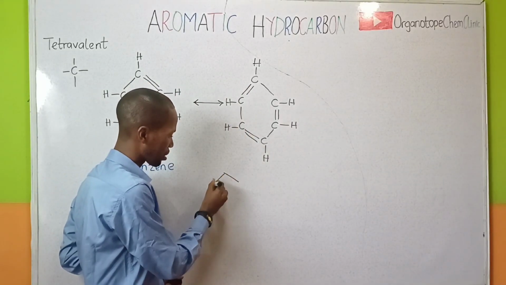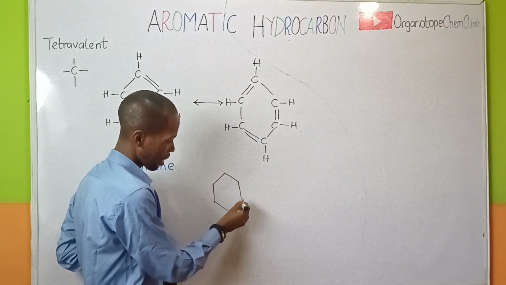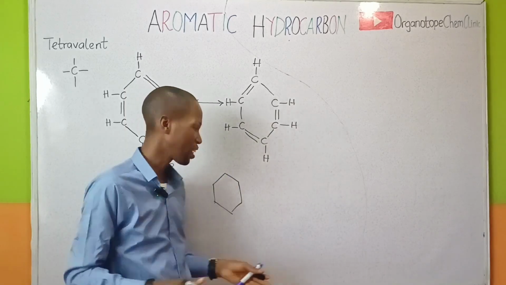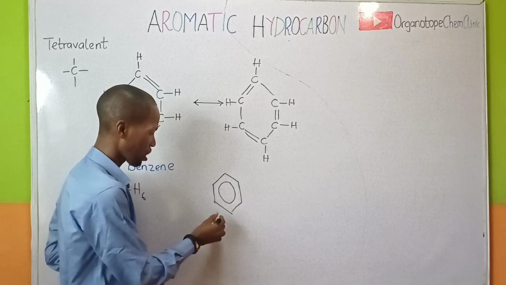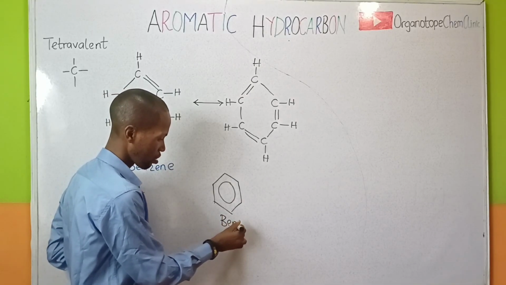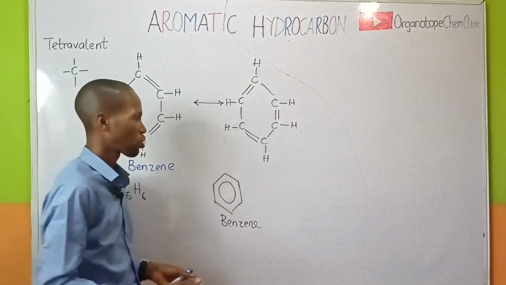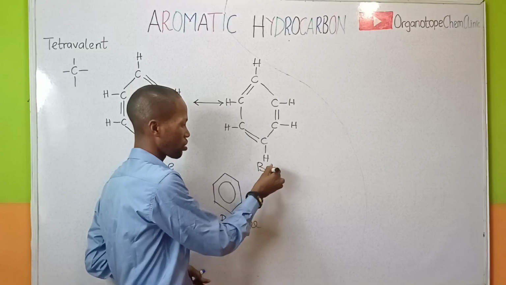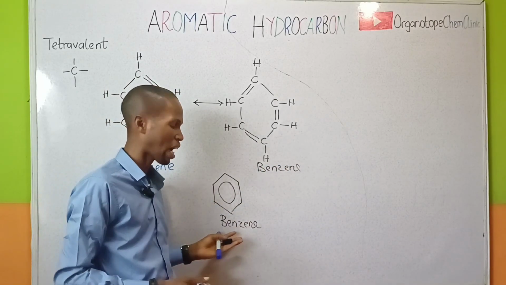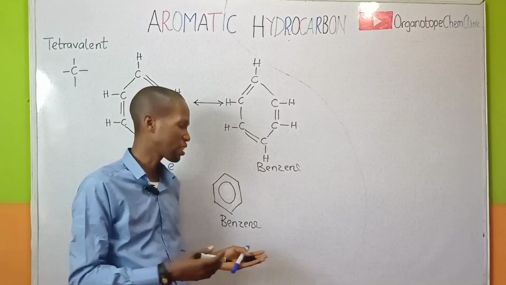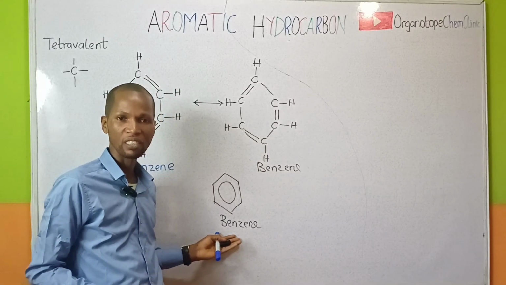We have it as a hexagon that contains a circle at the middle of the structure. So this is also a benzene structure. So we have this as benzene as well. But for convenience, we can write our benzene in this form. So it is easier to write the structure of benzene this way.